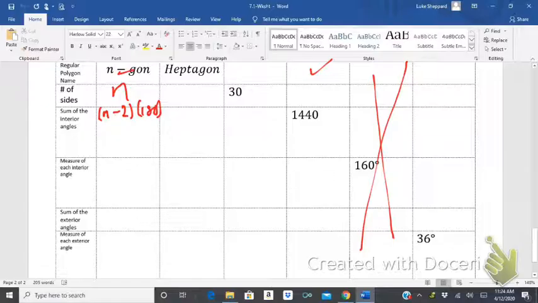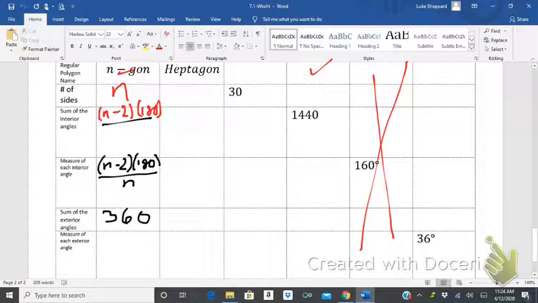Okay? So when we go back and look here, if I want to find the measure of each interior angle, I'm just going to take this column right here and divide by the number of sides. So n minus 2 times 180, divided by n. The sum of the exterior angles is always going to be 360, and if I want to find the measure of each exterior angle, I'm going to take 360 and divide that by n.